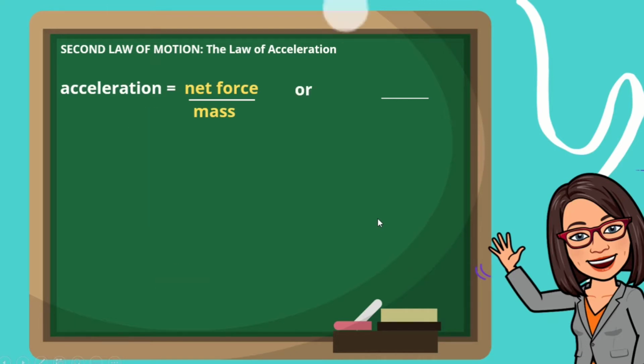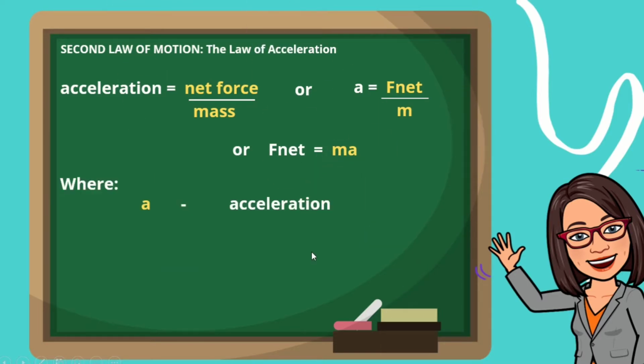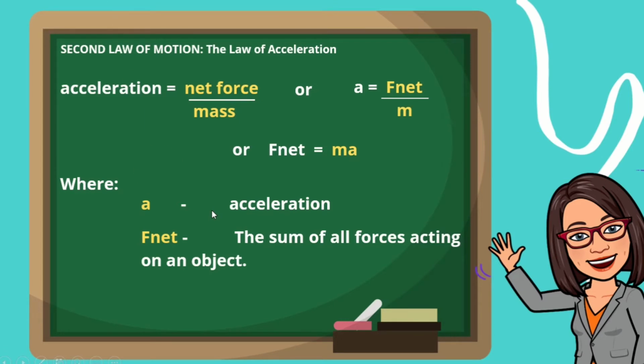So, for the formula in solving acceleration, we have net force, or the sum of all forces, divided by mass, or a = F_net / m, or F_net = ma, where a stands for acceleration, F_net is the sum of all forces acting on an object, and m is equal to mass. Remember this formula?